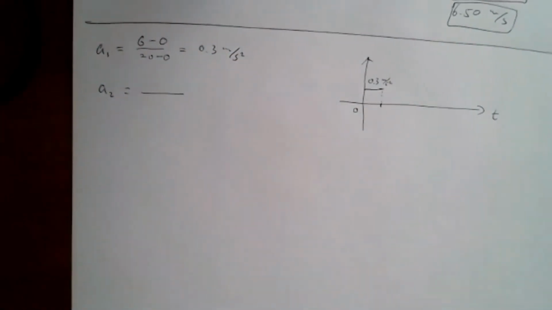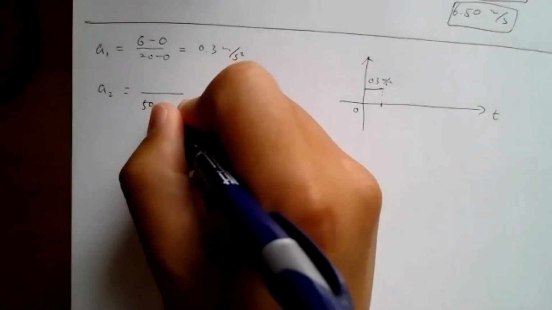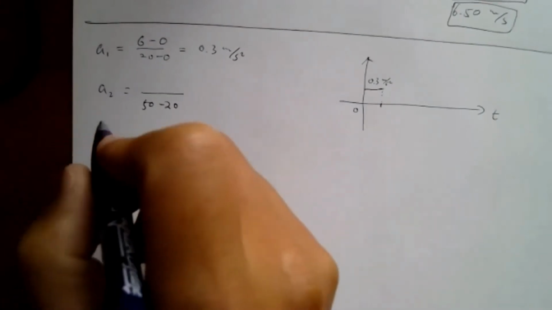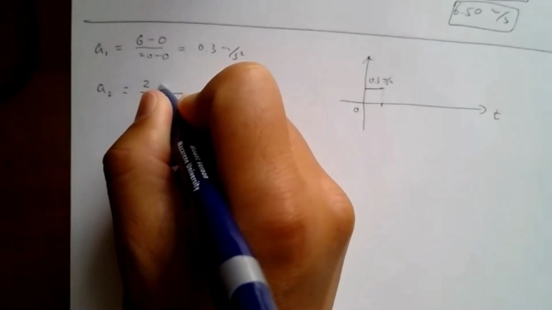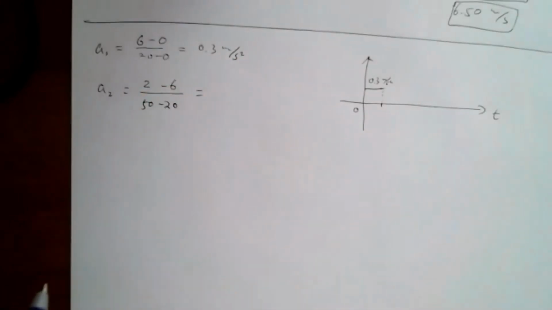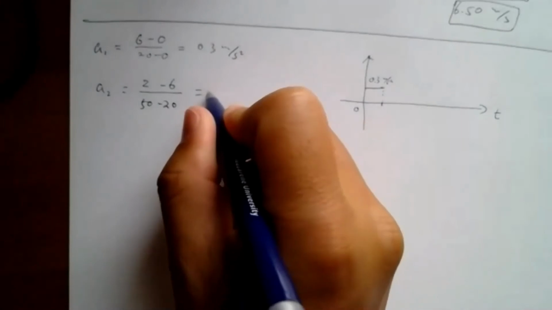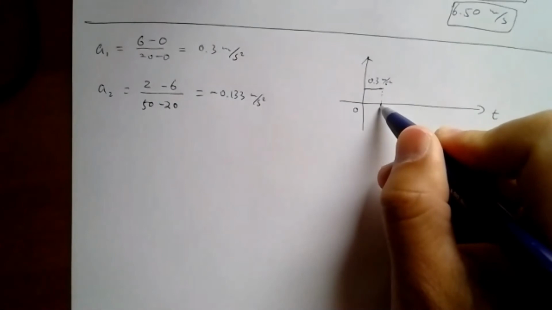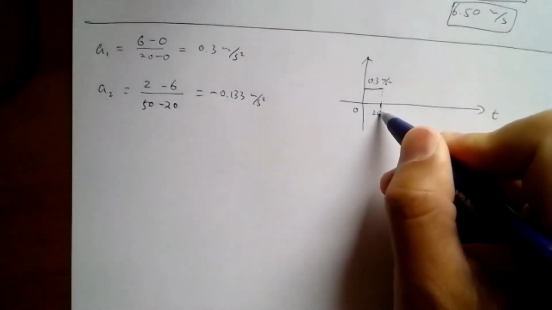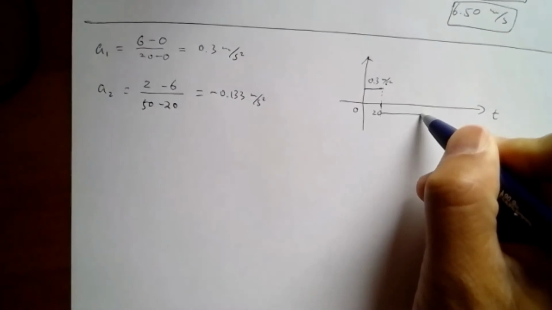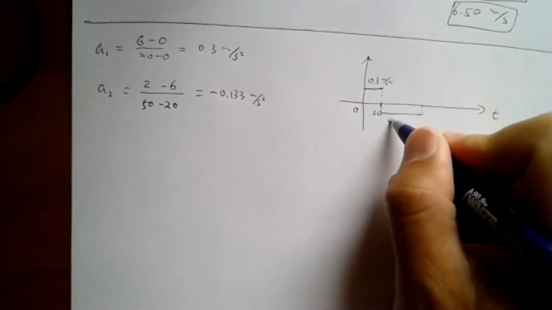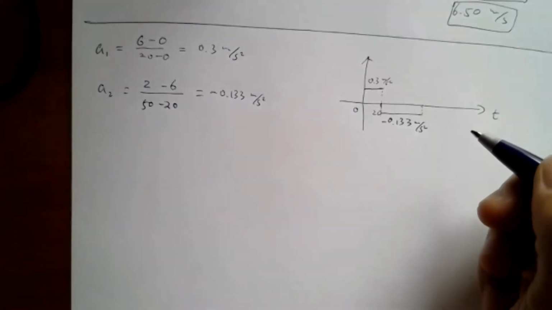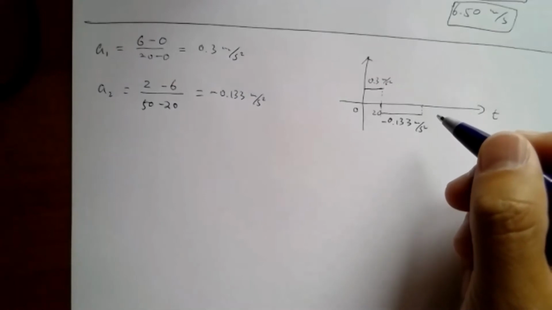The second linear part of the plot goes from 20 seconds to, let me check, 50 seconds. So for the time you do 50 minus 20, and the velocity change is 2 minus 6. This gives you roughly minus 0.133 meters per second squared. Then you indicate, from 20 to 50, minus 0.133 meters per second squared.